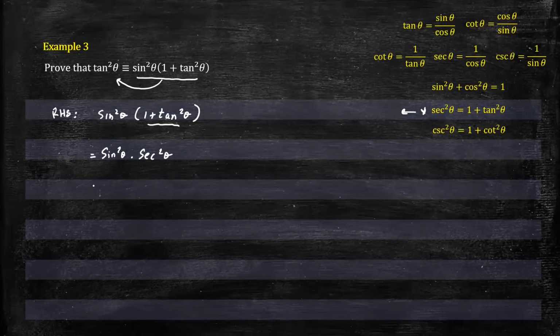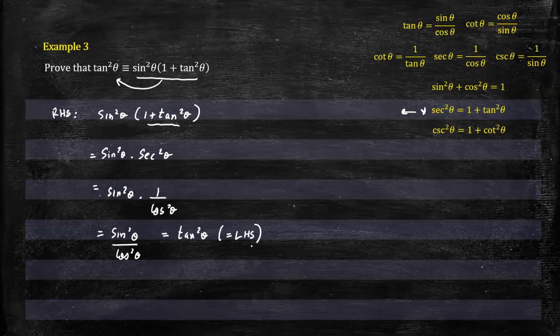And our next line, sine squared theta is fine, so leave it like that. And we know that sec squared theta is 1 on cos squared theta. So we're going to have sine squared theta on cos squared theta. And sine on cos is tan, so sine squared on cos squared is tan squared. So tan squared theta. And that's equal to your left-hand side.